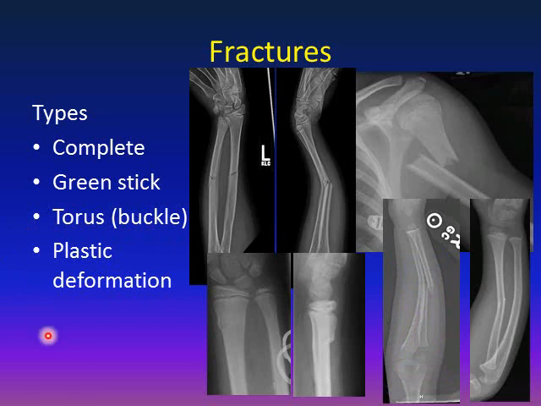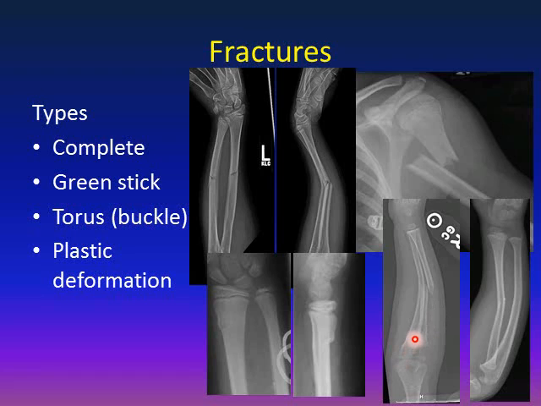Another characteristic type of fracture in children is what we call plastic deformation. It happens only in children because the bones in children are malleable. So let's see this X-ray of both bone forearm in a child. The radius has a complete fracture. If you see, the fracture is displaced and angulated.